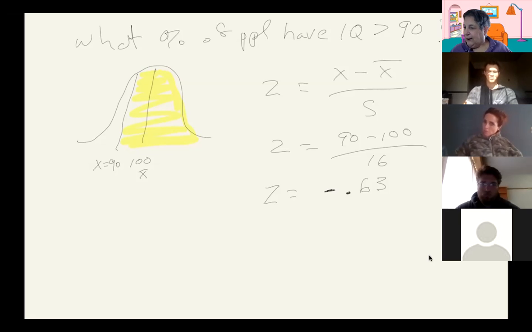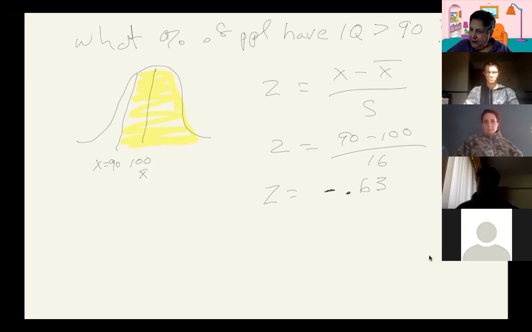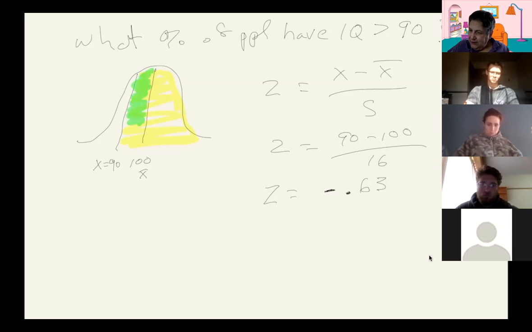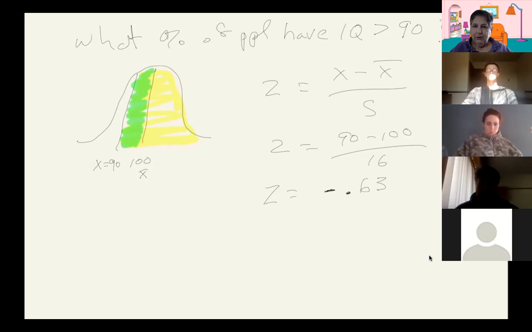Okay, so now we have a z-score of negative 0.63. What the heck do we do with it? The z-score is one column. The area between the mean and z, which I will now highlight in a different color so you can see, the area between the mean and z is that. There's no area that covered the whole yellow section. There's nothing on that table that covers everything above a negative z-score.